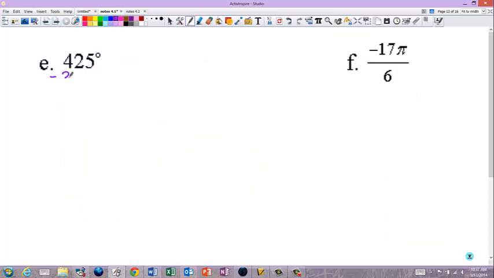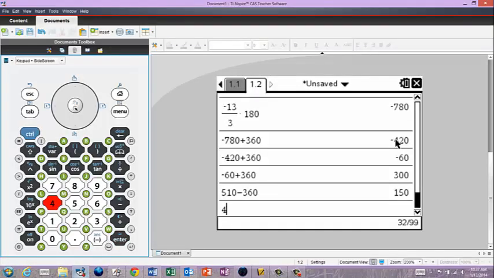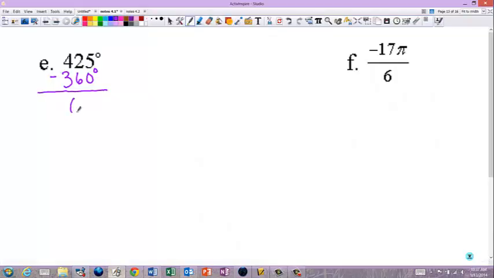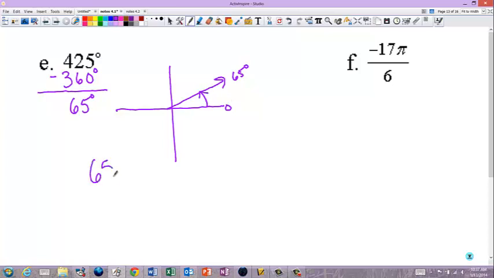425 is again too big for my circle. If it's too big, you subtract 360. If it's too small, you add 360. So I do 425 minus 360, and I get 65. So 65 is in my first quadrant already. The distance from 0 to 65 is 65. So my reference angle here is 65 degrees.